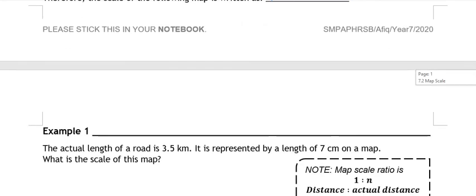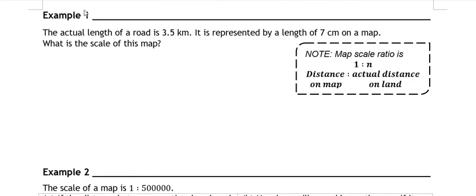Let's have a look at the example. Example 1, I'll mark the important words. The actual length of a road is 3.5 kilometers, and it is represented by a length of 7 centimeters on a map. The question asks you to find the scale of this map. Please recall this: map scale ratio is 1:n. So 1 should be the distance on map, and n should be the actual distance on land after you simplify everything. So here, let's start.